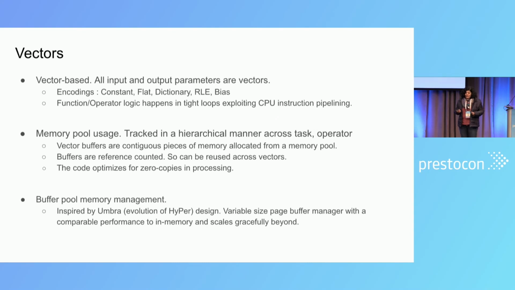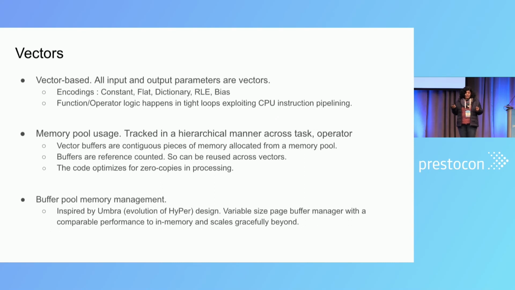And so function and operator logic happens in very tight loops, exploiting all the CPU instruction pipelining you can get. Now these vectors are allocated from memory pools. Velox has a whole lot of memory pools, and these are hierarchical. You have your operator memory pool, and all the operator memory pools are chained. You have a task memory pool that comprises all the operator memory pools. And so we maintain a count of how much memory is allocated and who's using what.